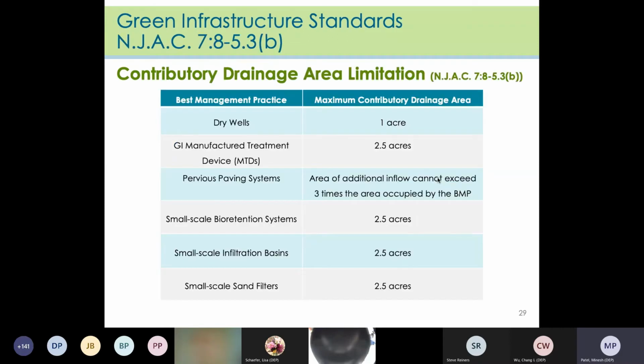So let's take a look at that. As you can see, the column on the left here includes the name of the BMP, and the column on the right includes the maximum contributory drainage area. So for example, if you're using a dry well, the maximum drainage area would be 1 acre. MTDs would be 2.5 acres, and so on and so forth. Note, this is Table 5.1, so we are only talking about MTDs approved for green infrastructure.